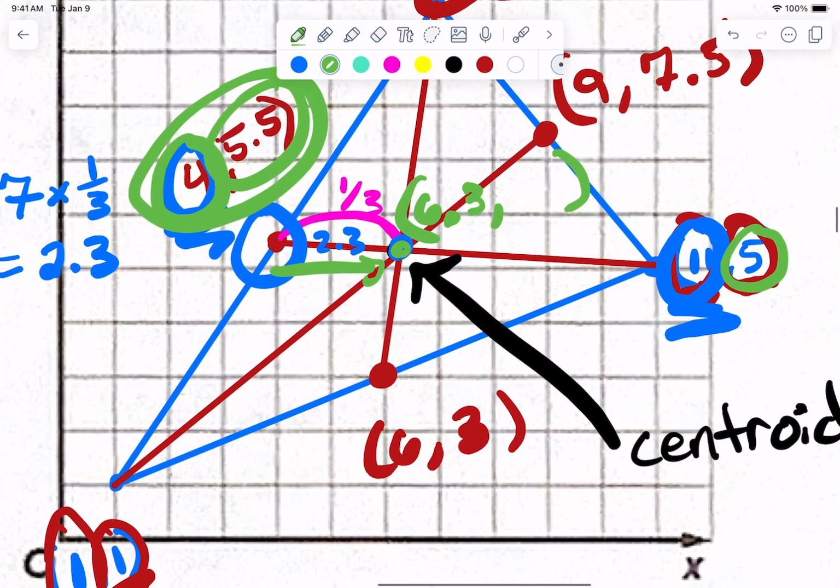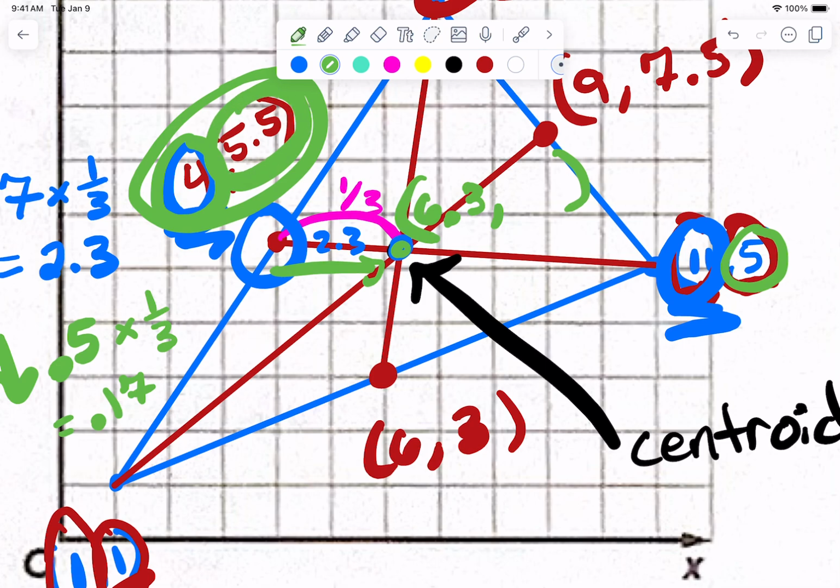Okay, now let's look at the difference between 5.5 and 5. I've gone down 0.5, but I don't want to go down 0.5. I want to go a third of that distance, because I want to go over a third. A third of 0.5, or 0.5 divided by 3, is about 0.17. So instead of going down 0.5, I want to go down 0.17.